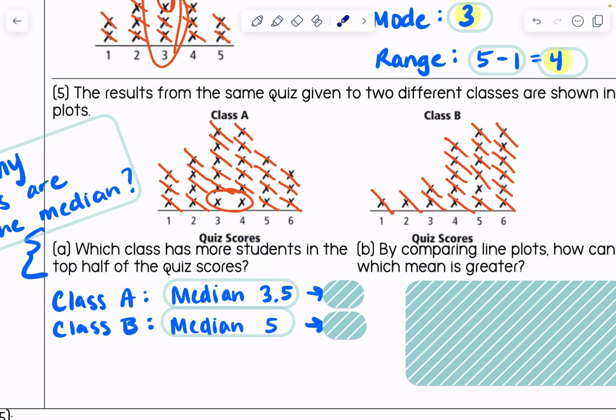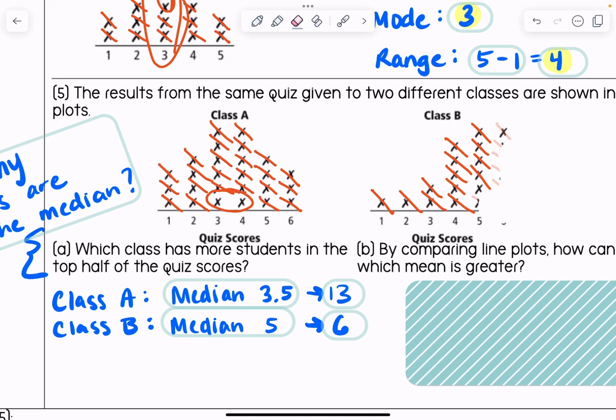Now for class A, I'm going to look at how many people are above the median of 3.5. Technically, this is where 3.5 is because this is 3 and this is 4. For 3.5, I'm going to count how many data points there are. There are 13 data points. Here, this is my median. I'm going to count how many people are above this median. And that is 6, because it's 1, 2, 3, 4, 5, 6.